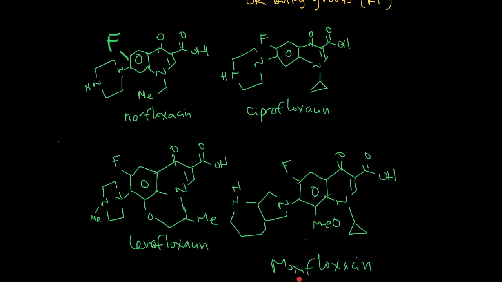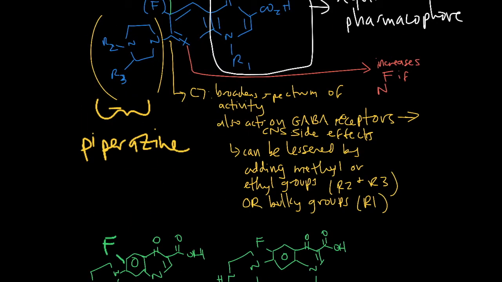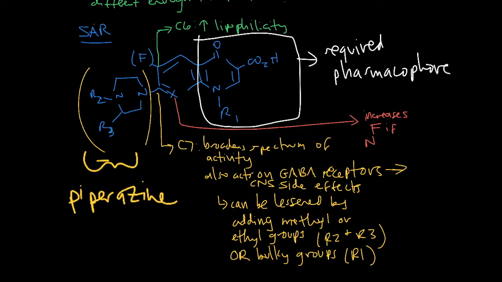Cool thing, moxifloxacin, it's called moxifloxacin because of methoxy. You see a methoxy right here, sounds like moxy, flox, moxy over here. So moxifloxacin gets its name from the methoxy group right here. Cool thing, right? Okay, just to review the structure-activity relationships. Carbon 6, add a fluorine, you increase the lipophilicity. Carbon 7, add a piperazine ring, broaden the spectrum of activity. But you also increase the CNS side effects because it binds to the GABA receptors. So you can counter this by adding methyl or ethyl groups at the left side or bulky groups at the bottom of the molecule at R1.